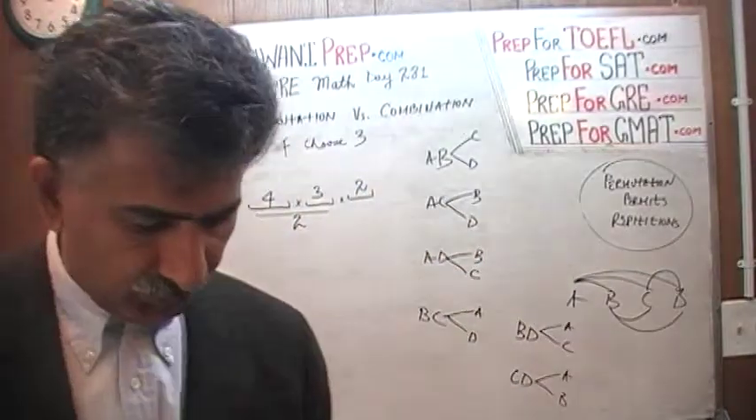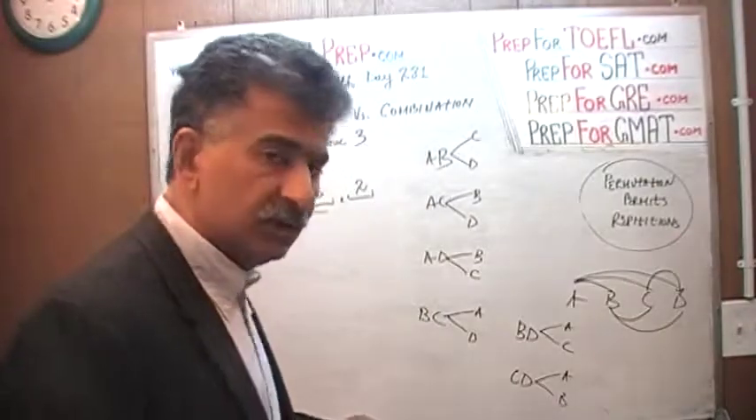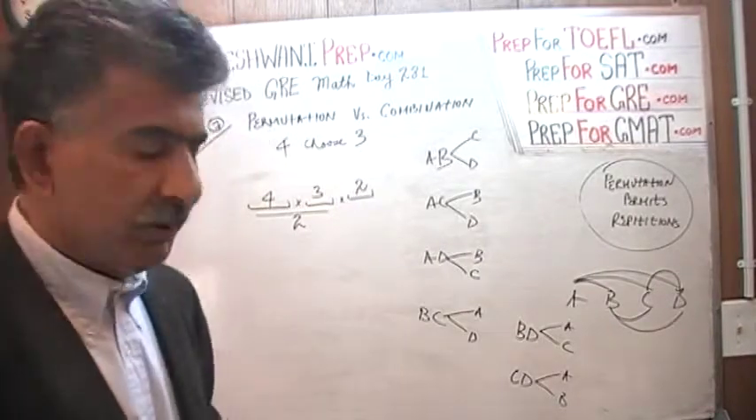What do you notice? What we notice here is that as we choose a third person, we begin to see a triplet.